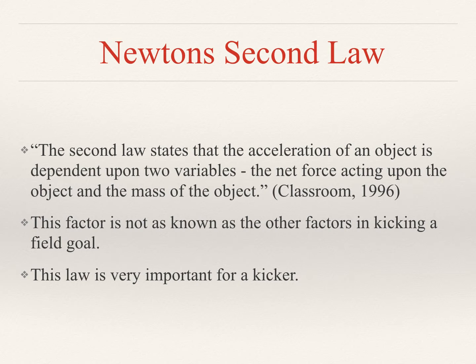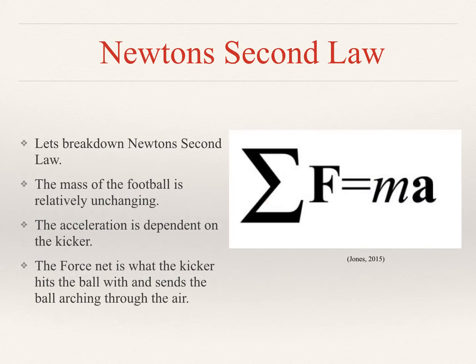The second law states that the acceleration of an object is dependent upon two variables, the net force acting upon the object and the mass of the object. This factor is not as well known as the other factors in kicking a field goal. This law is very important for a kicker. So let's break down Newton's second law. The mass of the football is relatively unchanging. The acceleration is dependent on the kicker. The net force is what the kicker is trying to overcome, and it is what he sends the ball through the air with and through the field goal post.